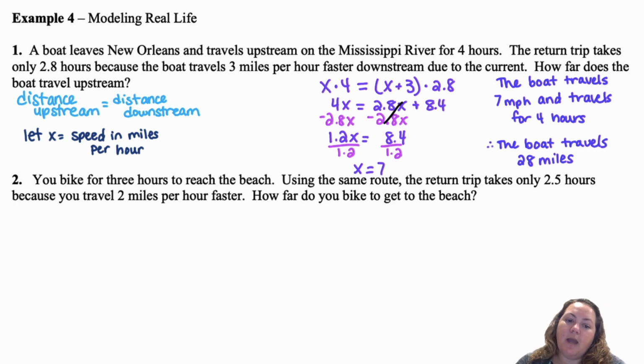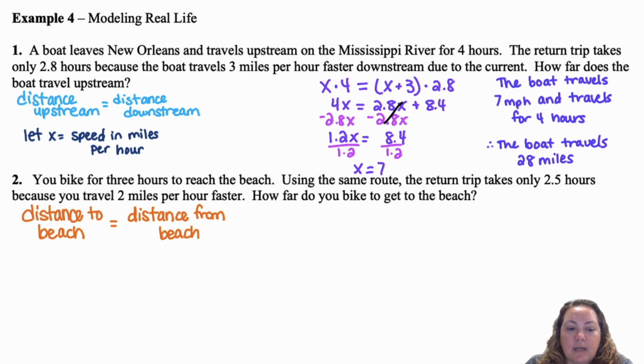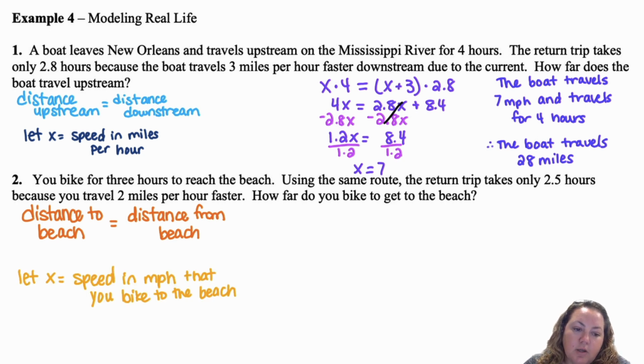All right, you bike for 3 hours and reach the beach. Using the same route, the return trip only takes 2.5 hours because you travel 2 miles per hour faster. How far do you bike to the beach? So the distance, again, is the same. The distance to the beach is the same as the distance from the beach. But we're going to let x represent the speed in miles per hour that you bike to the beach. So it takes you 3 hours to get to the beach, so your speed times 3 hours is going to tell us the distance.